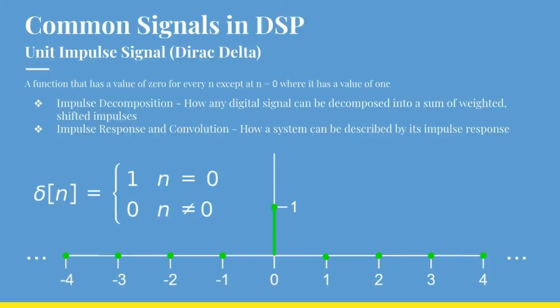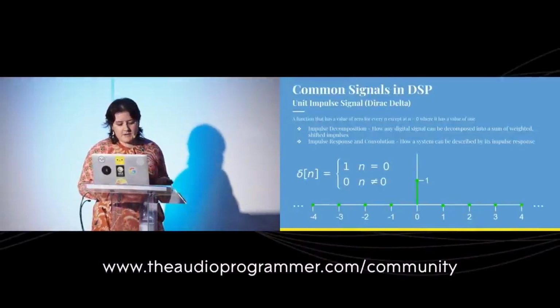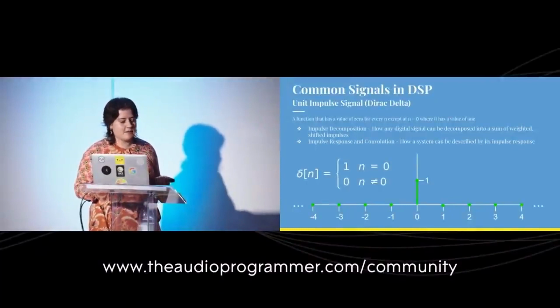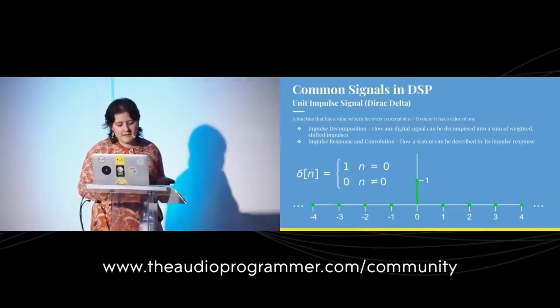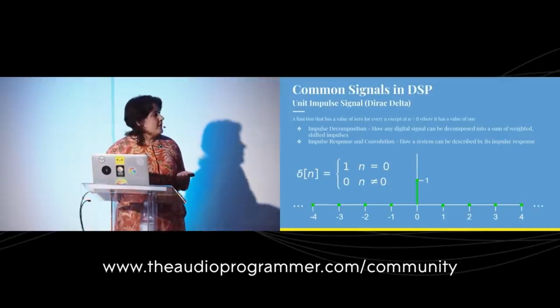How is it that such a seemingly simplistic signal, such as the unit impulse, could be so significant? Understanding the power of the unit impulse and how any digital signal can be expressed as a sum of weighted, shifted impulses is the key to understanding essential DSP concepts such as linear time invariance and convolution.